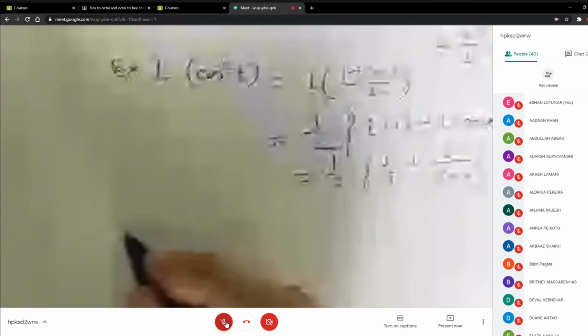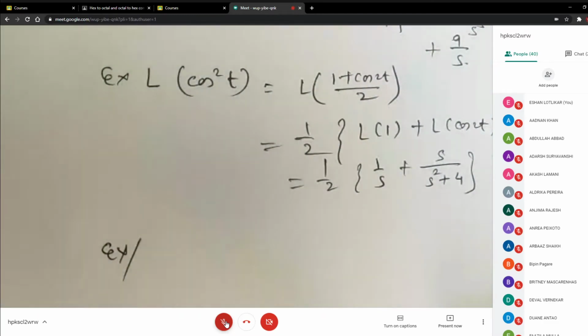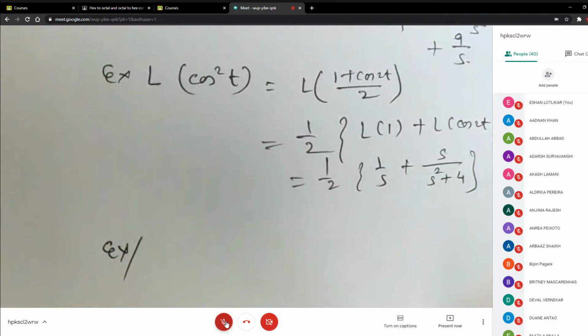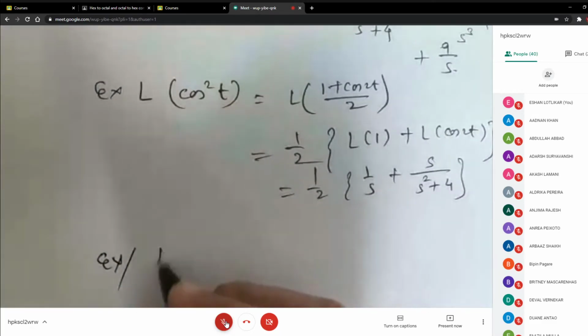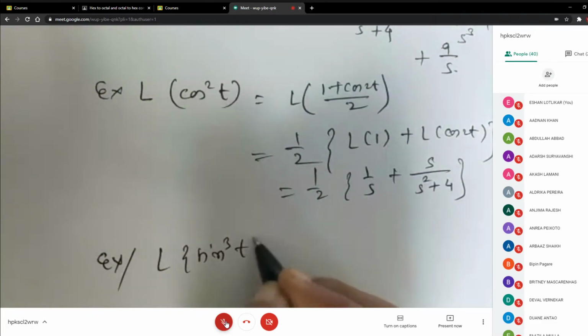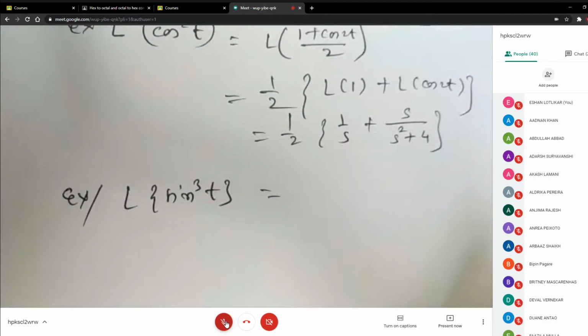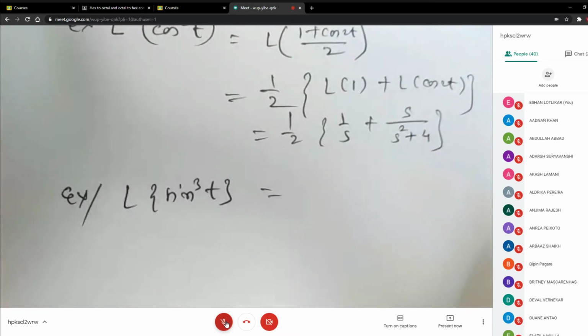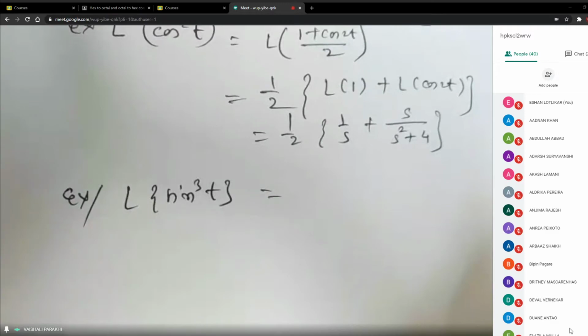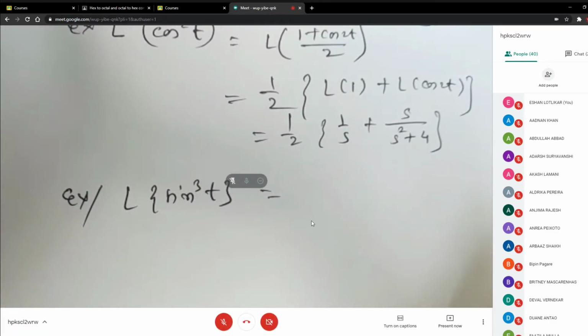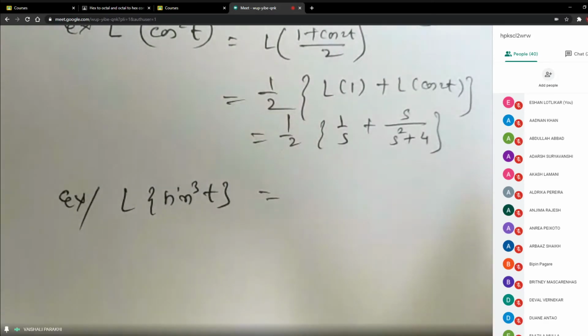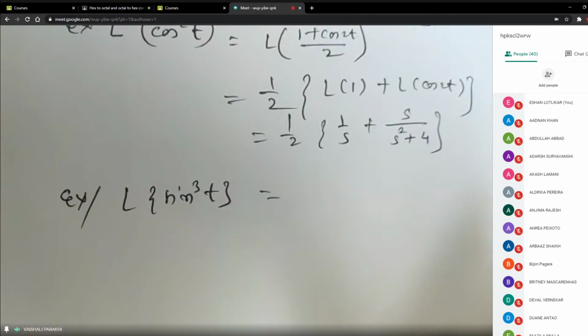Now, suppose I want to find out Laplace of sine cube of t. Now again, Akash, you cannot split sine cube of t as sine t into sine t into sine t and separate the Laplace. You need to know the substitution for sine cube of t. Anybody knows by heart the substitution for sine cube of t?